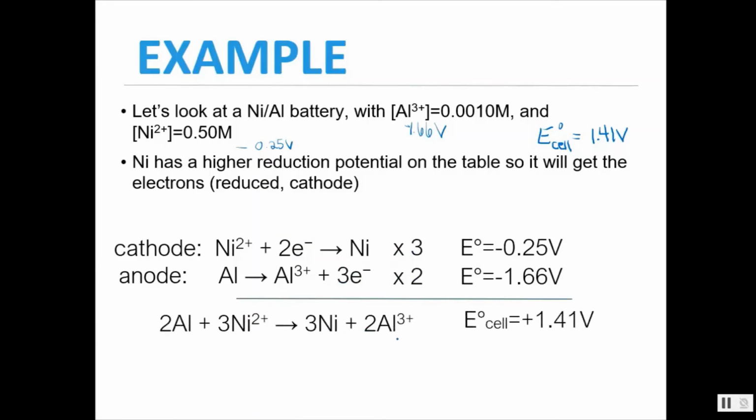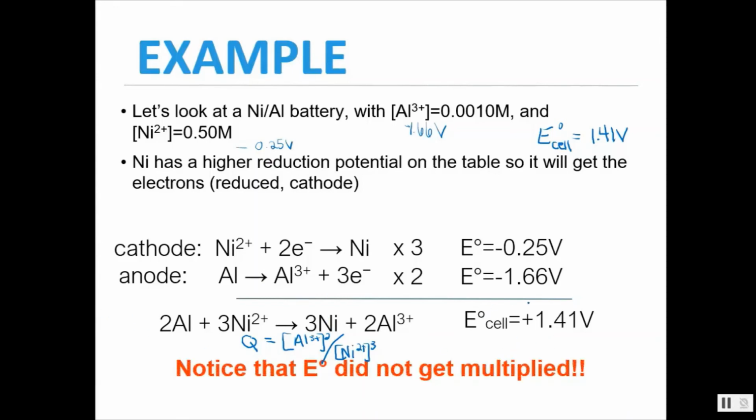From this balanced equation, we can write our Q. Q, being products divided by reactants, would be the aluminum 3 plus concentration squared times the concentration of the nickel, but the nickel's a solid, so we leave that out of our expression. Then we would divide that by our reactants. Again, the aluminum here is a solid, and we don't include solids. So it'd just be the concentration of the nickel 2 plus cubed. Notice when we did this that we didn't do anything to the cell potential. We never multiply that cell potential, just as we can't change the height of the waterfall.